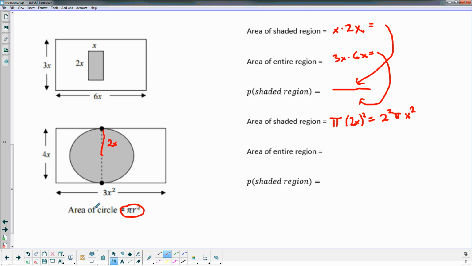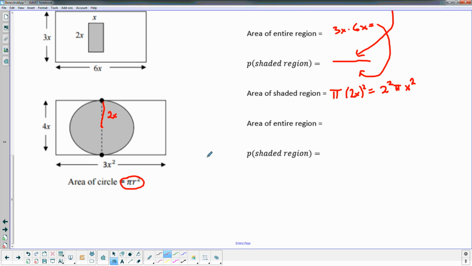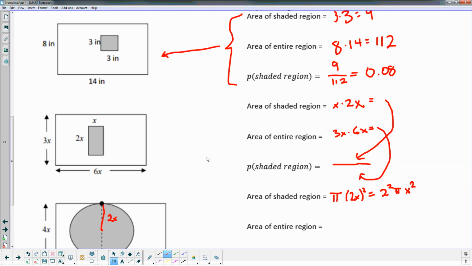Okay, and then the entire region is going to be the 4x times the 3x squared, and you can go ahead and see what happens there and what your probability would actually end up being. It might not be just a nice round number, might not be a number at all. You might have a variable in there, but just give that a shot. So that'll be it for application number 3.